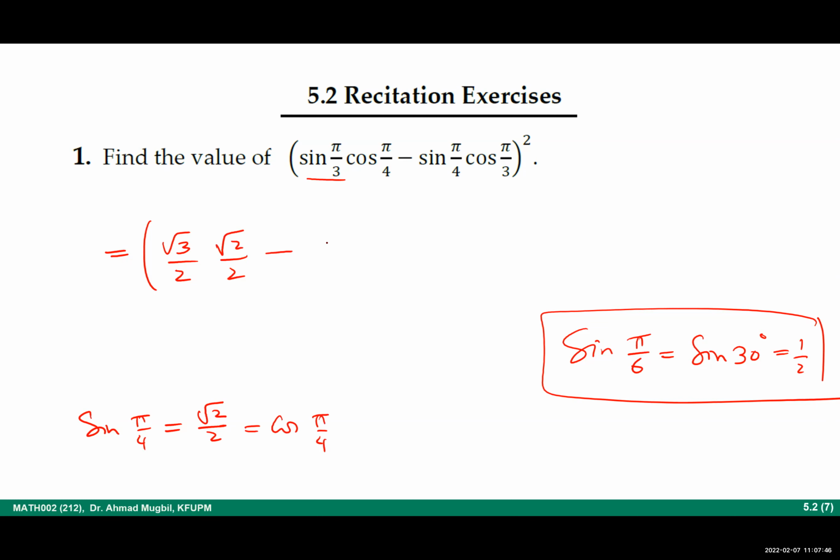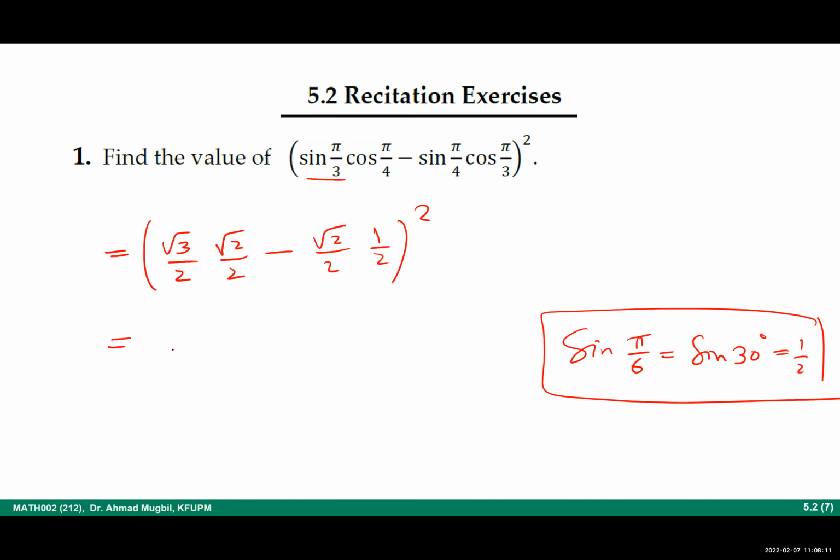Minus, what is sine pi over 4? I just have mentioned it. It is square root of 2 over 2. Cosine pi over 3, it is a half. Since the sine is square root of 3 over 2, the cosine will be a half. And all squared. What is remaining now? It is just a matter of simplifying. And you need to be smart when you do that. What do you think? What is the best way to do this?